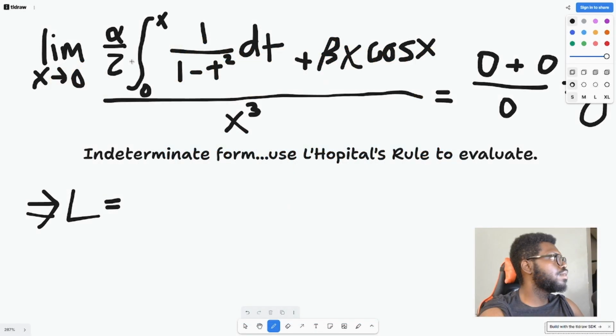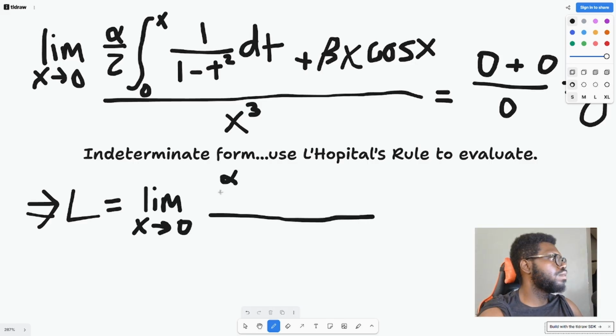Now we're just going to find the derivative of the numerator and the derivative of the denominator in accordance to L'Hopital's rule. For the first term, we have the integral from 0 to x of 1 over 1 minus t squared dt. This is just going to become 1 over 1 minus x squared because of the fundamental theorem of calculus. We'll have alpha over 2 times 1 over 1 minus x squared.